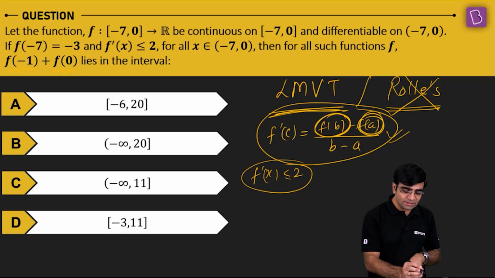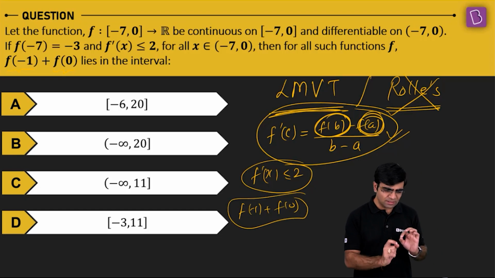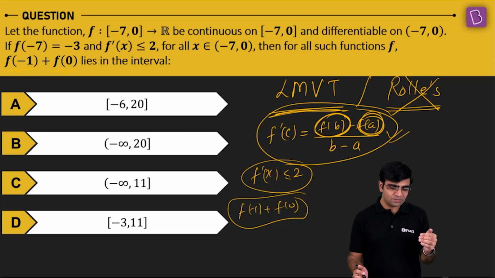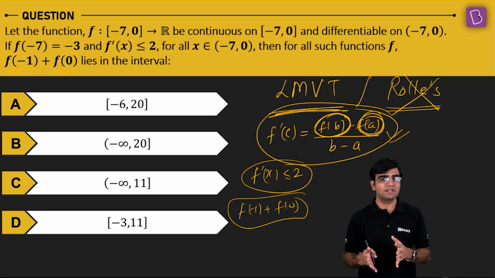That's why this sum, f of -1 plus f of 0, will give me an answer in interval format. Take a quick look at the intervals. -6 to 20, closed interval. The second one, -infinity to 20, closed interval. -infinity to 11, closed interval. And -3 to 11, closed interval. Just keep these options in your mind and we'll start with the calculation.